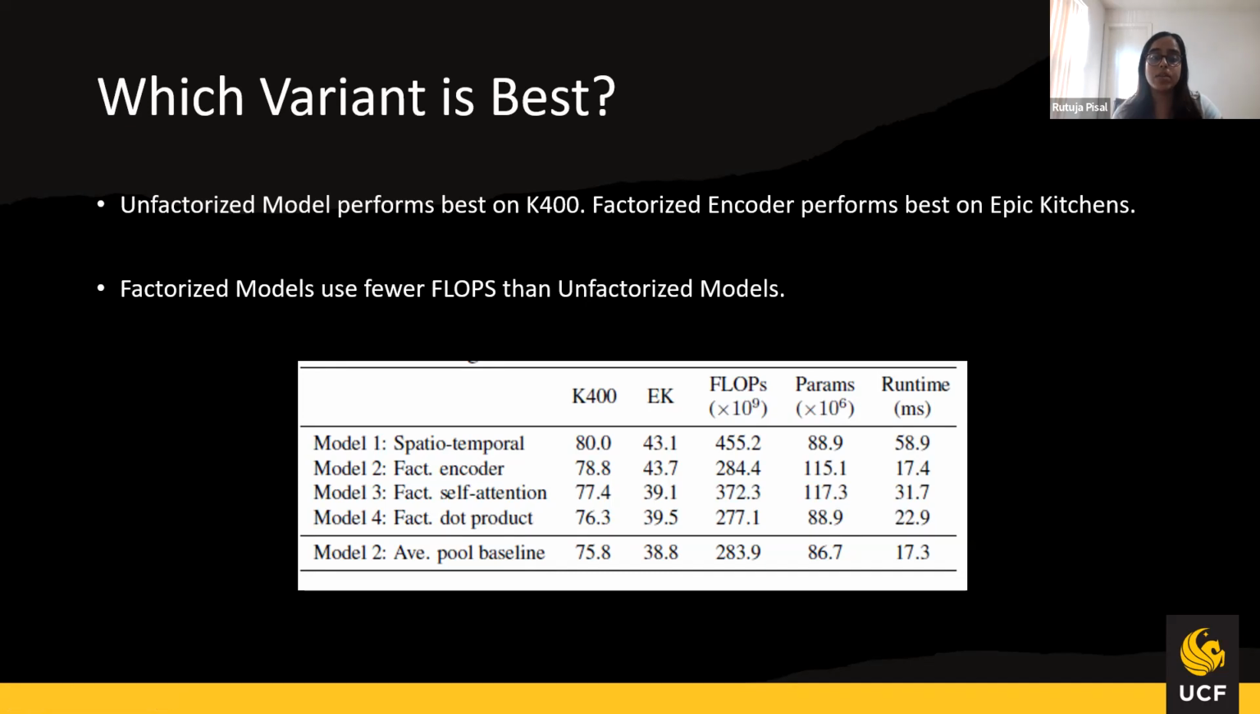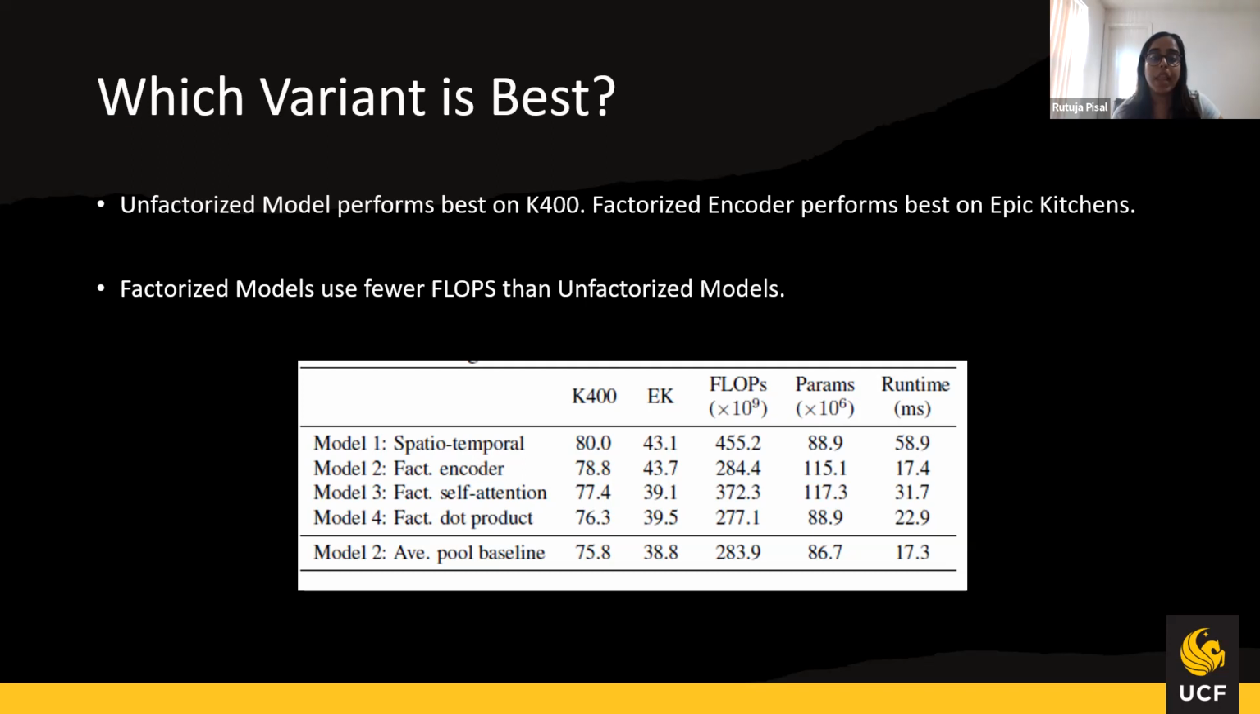Further, from the table, we can also see how floating point operations, params, and runtime are affected with respect to every model. From that, we observe that the unfactorized model required high computation and hence uses more flops, which is 455.2, whereas for the factorized models, since attention is calculated independently over spatial and temporal dimensions, that is, not every pixel interacts with every other pixel, they interact indirectly. Hence, they use fewer flops.